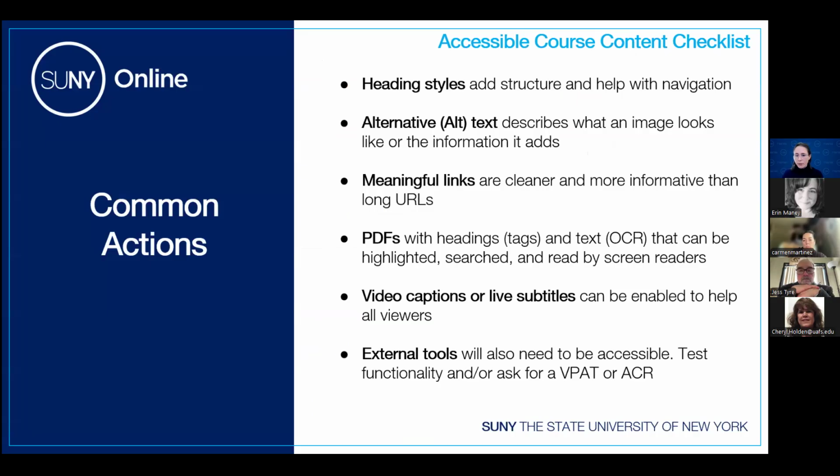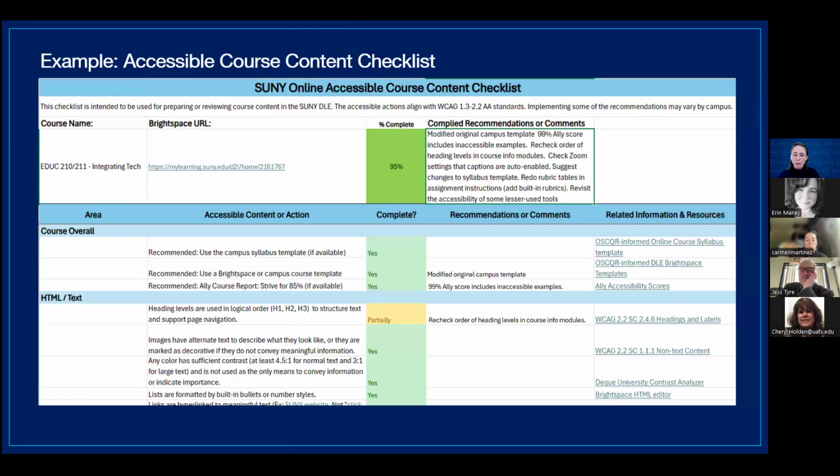So after heading styles, we also have alternative text. So alternative text describes what an image looks like or the information that it adds. So think of it this way. If we're having a conversation right now and I have this on my screen, but you're not looking at my screen because, whatever, either you can't or temporarily or permanently, I might say, this is an example of the accessible course content checklist and a screenshot of one that I used for my course. So I'm just visually describing what this image is.